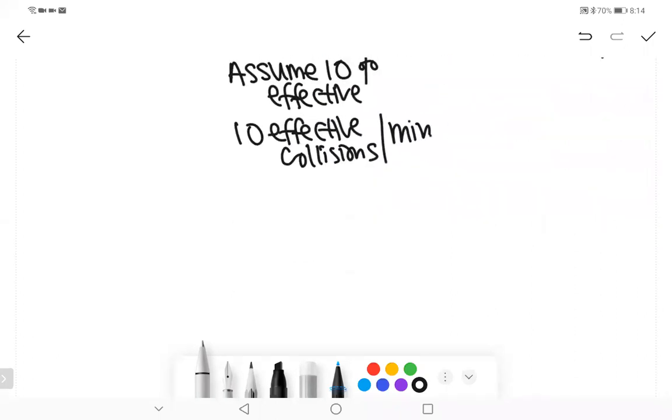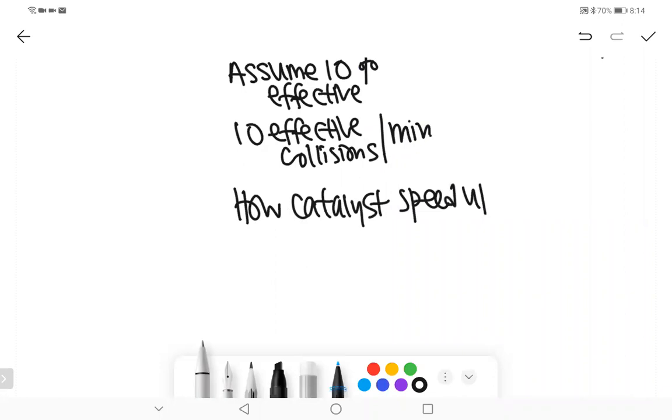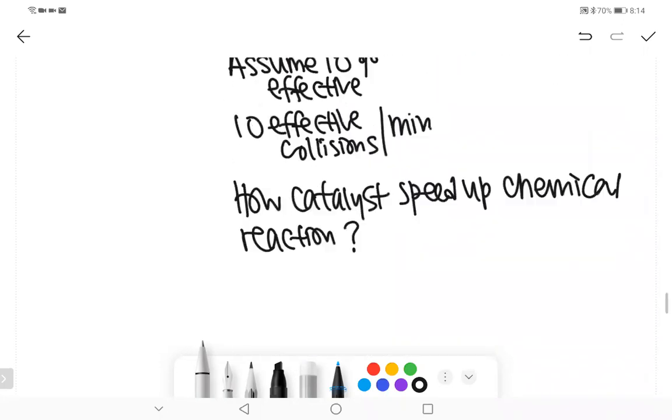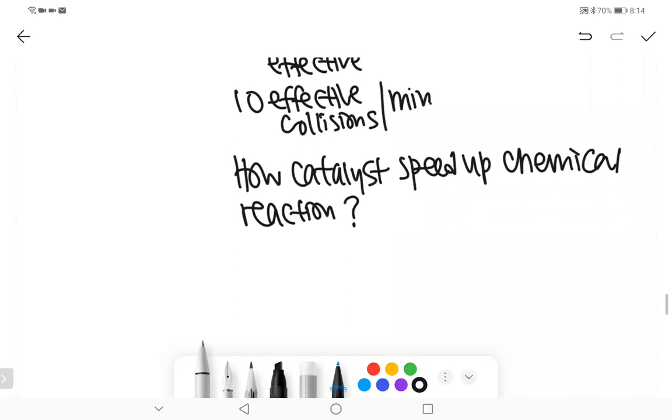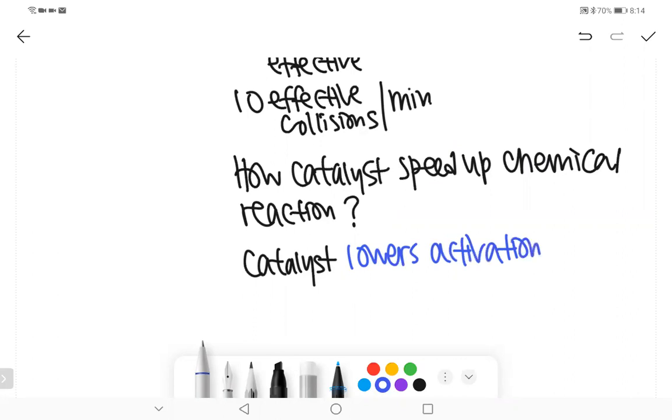Okay, so let's say the question is how catalysts speed up your chemical reaction. Catalysts work in a very special way. Catalyst can help you to lower the activation energy.